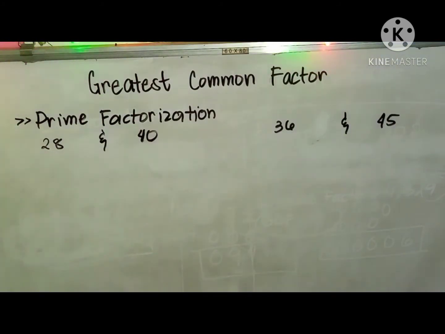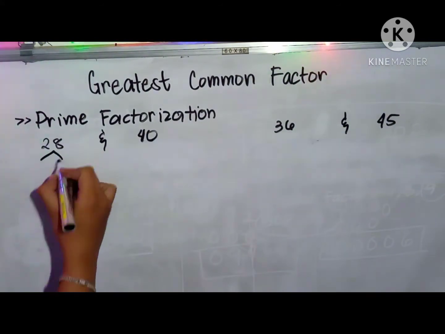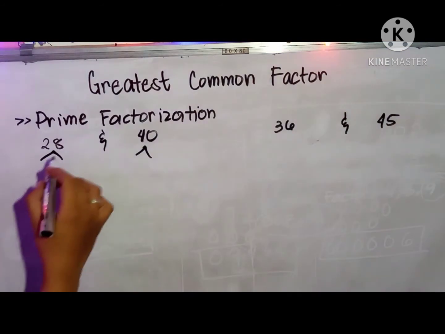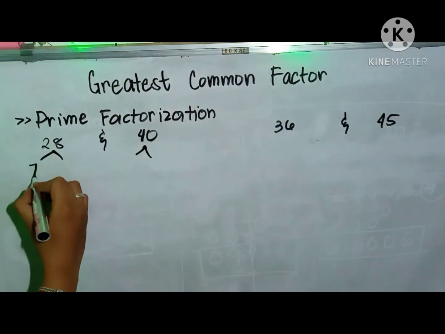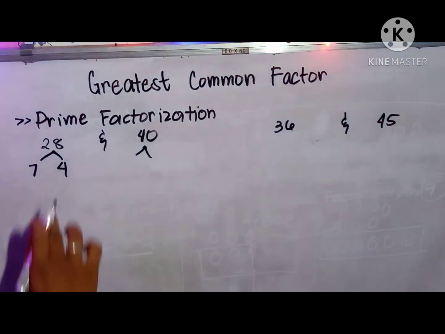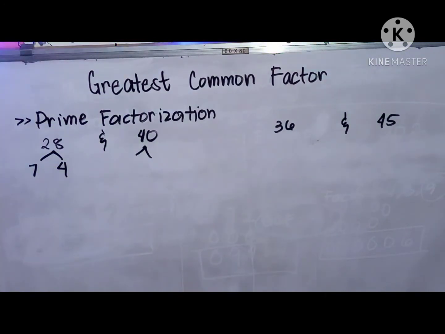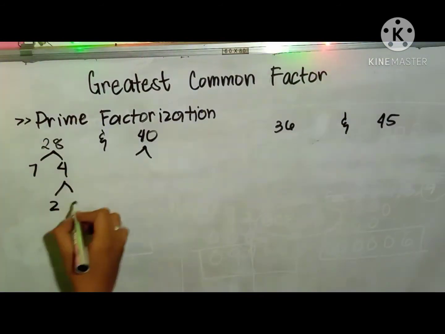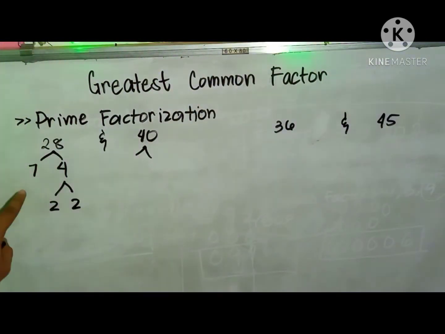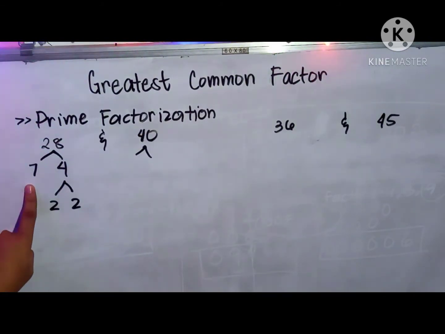In using the prime factorization, of course, you're going to do the process. Get the prime factors first of the numbers that we are comparing. Okay, so 28, pwede natin siyang i-break down into 7 times 4. And then, si 7 ay prime number na. So, ito si 4, i-breakdown naman natin into 2 times 2. So, 2 times 2 is equal to 4. 4 times 7 is equal to 28. Okay, bakit hindi natin siya bin-breakdown? Wala na po siyang factor. Ang factor na lang niya is 7 and 1.